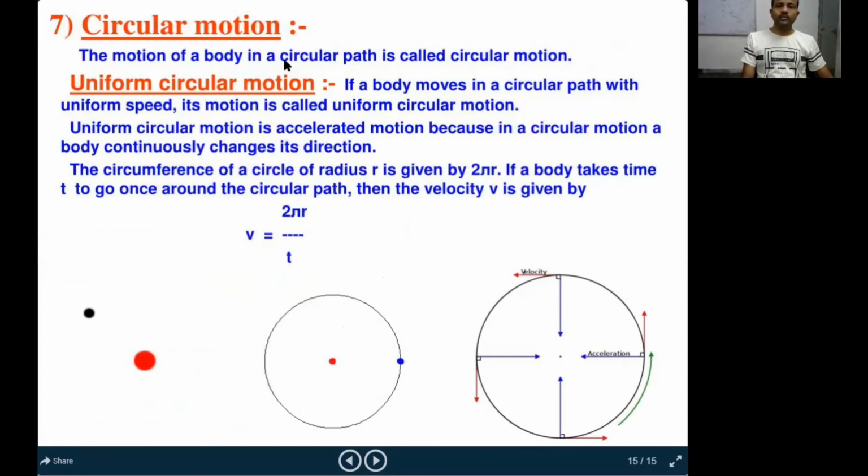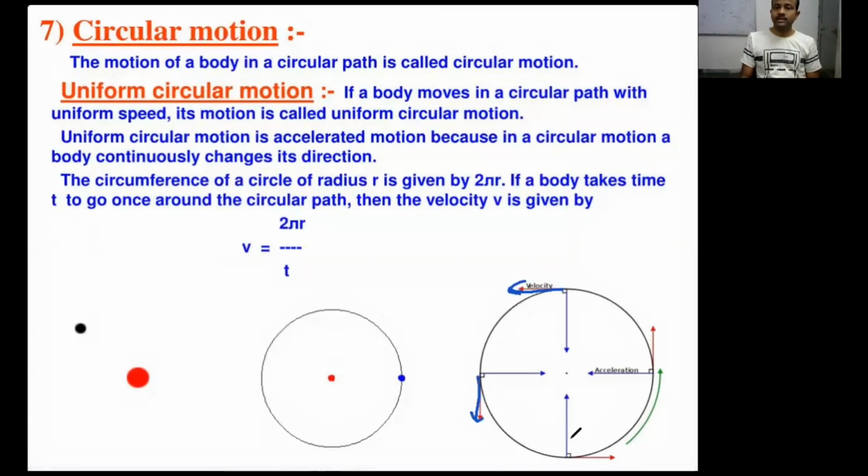So the motion of a body in a circular path is called circular motion. When a body is moving in the circular path, then we can say that it is moving in circular motion. So when will you say that a body is moving in uniform circular motion? When it is moving with equal speeds, you have to say speed only, not velocity. Velocity is changing. How is it changing? The direction is changing, right? So everywhere the direction is changing, which means velocity is also changing, right?